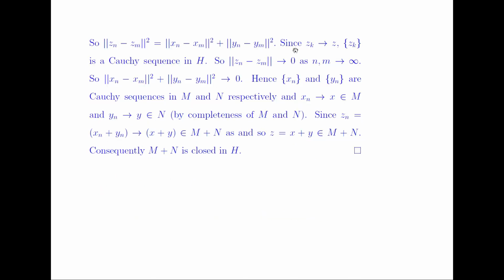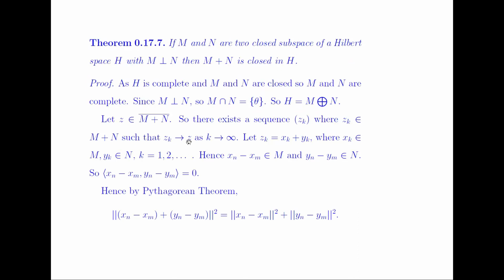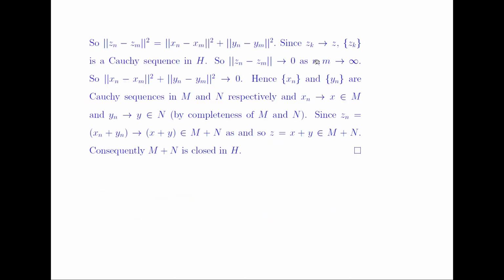Now since zk converges to z, the sequence zk is a Cauchy sequence in H. So the norm of zn − zm converges to 0 as n and m go to infinity. It means that xn − xm converges to 0 and yn − ym converges to 0. So the sequences xn and yn are Cauchy sequences in M and N respectively. And since M and N are complete, xn converges to some element of M and yn converges to some element of N.